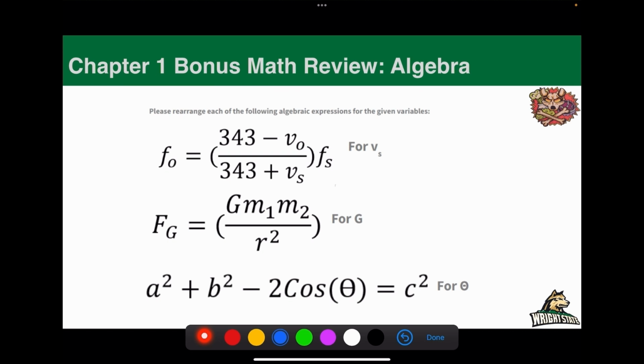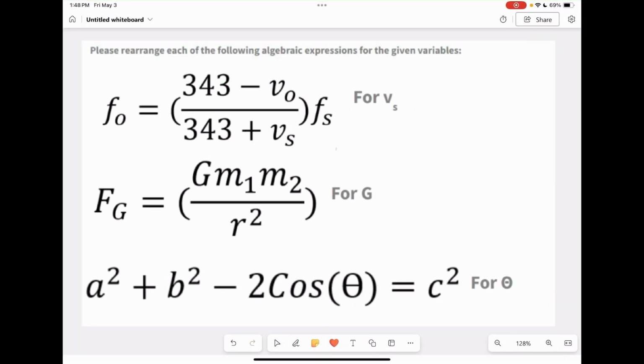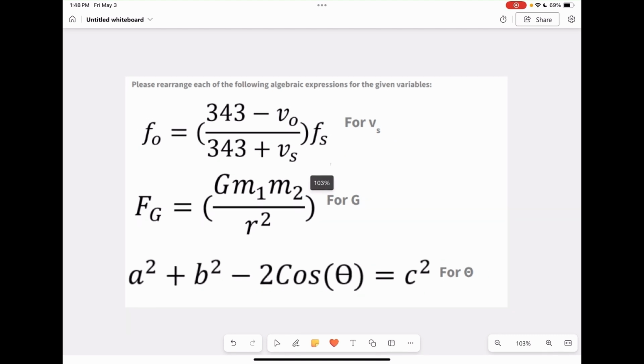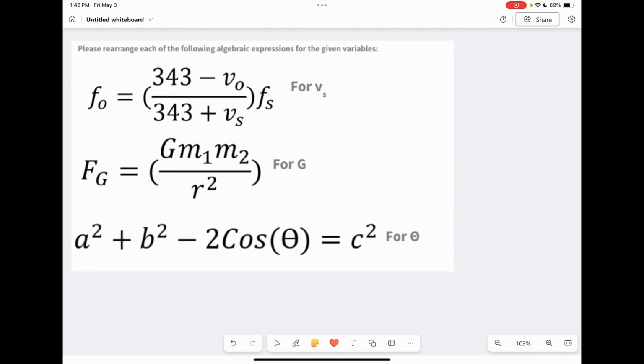Here are 3 algebra questions that we're going to try to solve. So once again, please pause the video and try to solve these 3 algebra questions. Okay, so let's try to rearrange all of these expressions for their given variables, starting with the first. All of these, by the way, are equations that you will end up seeing in physics. The bottom one is more of a specific edge case, but in all these cases, these are functions that you should be able to evaluate.